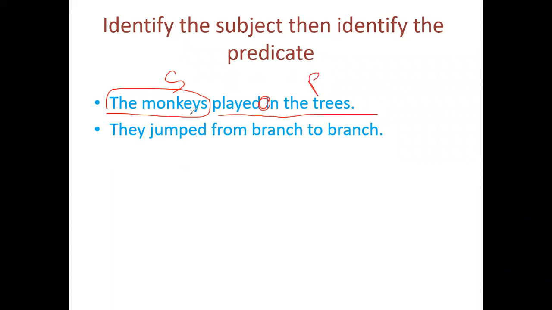They jumped from branch to branch. So who is the sentence about? It's about they. They, that means the monkeys. Jumped from branch to branch is the predicate.